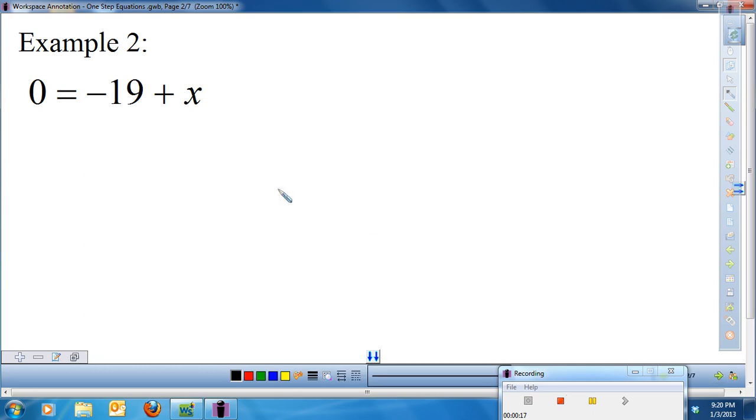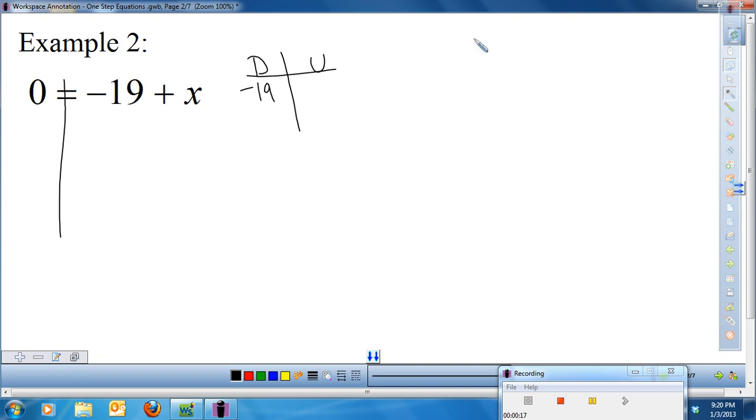Let's go ahead and do another example. Let's take an example like 0 equals negative 19 plus x. Now again, I drew a bad line, but let's draw a line down the equal sign. Now the first thing we should do is our do and undo box, or our done and undo box. Ask yourself, what's being done to x? Well, it's being added negative 19. Now this is a little bit tricky because we're adding a negative 19, but remember that adding a negative is the same as subtracting. So I'm going to write negative 19 here.